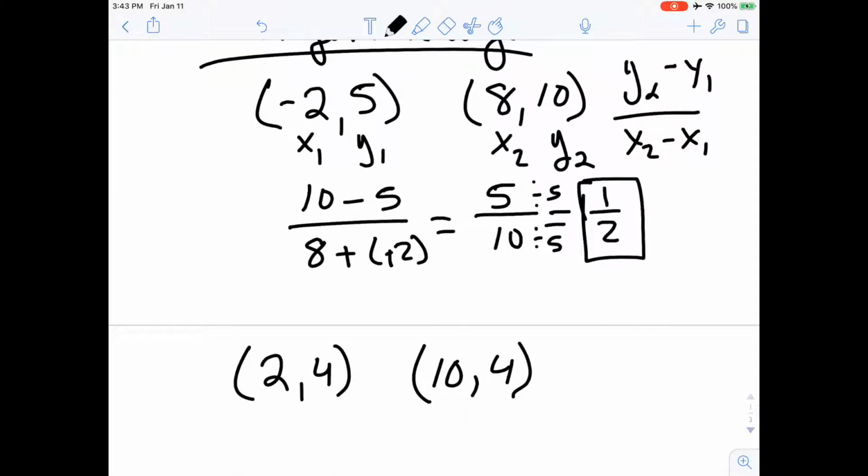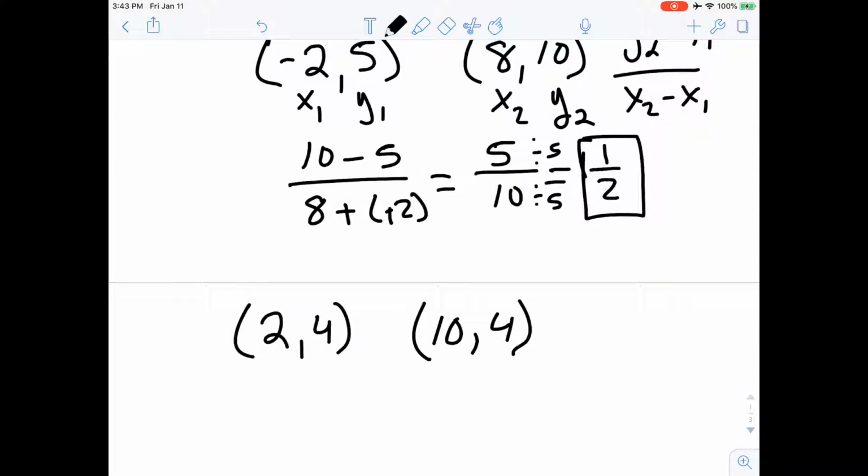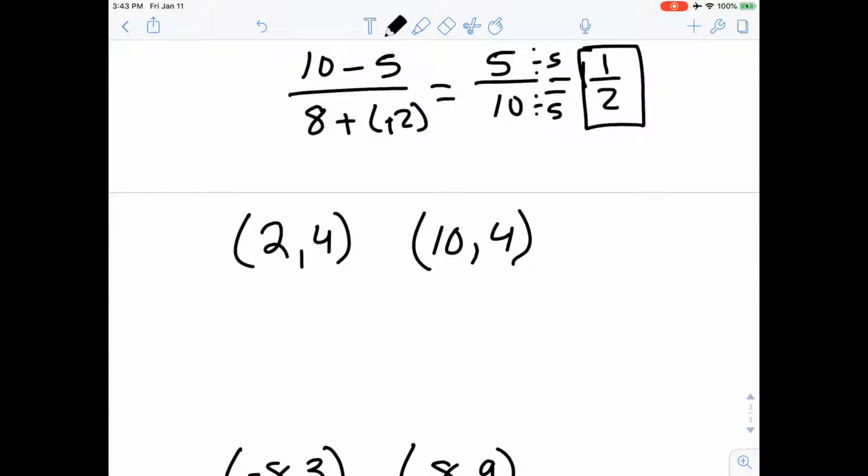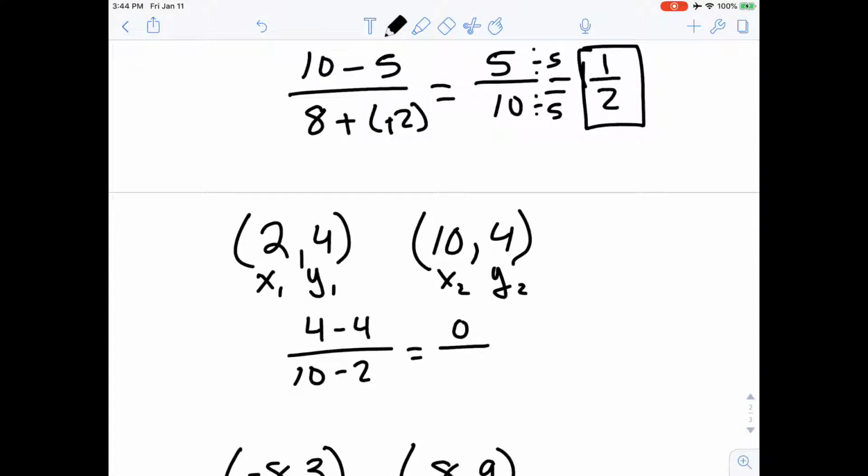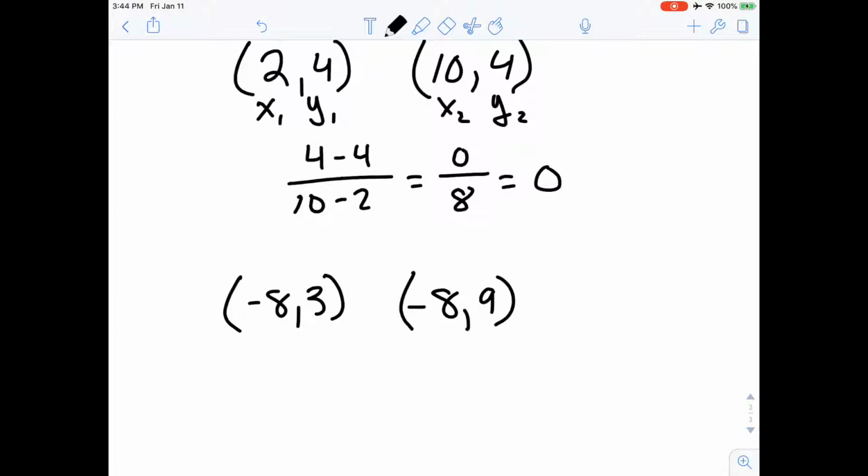Now, we come to another one. It brings up a special case, right? So we go x1, y1, x2, y2. If we plug those back into our formula as above, you have 4 minus 4 over 10 minus 2. So 4 minus 4 gives you 0, and 10 minus 2 is 8. Now 0 divided by 8 is 0, okay? This would be what's considered a horizontal line, right? A slope of 0, okay? 0 on the top is okay. It's when you have 0 on the bottom, which is really, really bad, which we'll probably see here in a second.